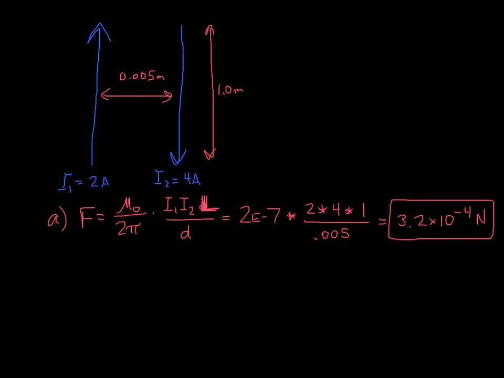newtons. And since the wires are carrying currents in opposite directions, that means they're going to repel each other. So the wire on the left is going to move even further to the left.